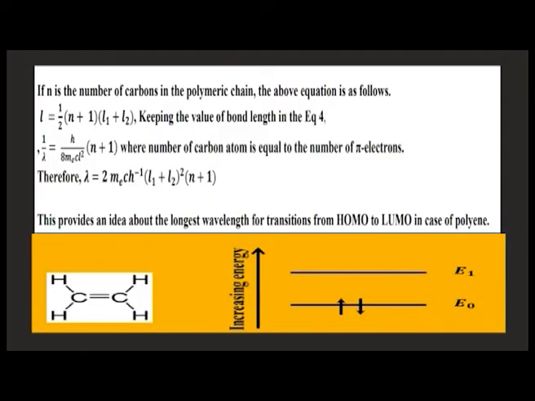If m is the number of carbons in the polymeric chain, this equation becomes L equal to half of (n+1) times (L1 plus L2), keeping the value of bond length in equation 4, where the number of carbon atoms is equal to the number of pi electrons. Therefore, lambda becomes 2mcL squared... that is, 8mc over h times (L1 plus L2) squared over (n+1). This provides an idea about the longest wavelength for the transition from the highest occupied molecular orbital to the lowest unoccupied molecular orbital in the case of a polyene. Let us look at some examples with some more clarifications.